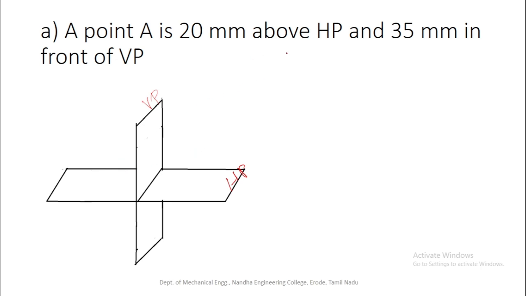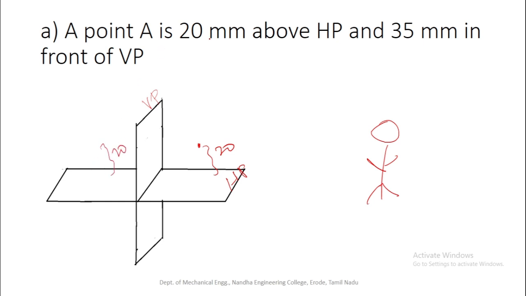Next one is the point A is 35 mm in front of VP. So the position of the point with respect to VP is always related with respect to the observer. So to draw the front view, always the position of the observer is here only. So here 35 mm in front of VP is definitely the object is in the first quadrant only. So already the point A is 20 mm above HP, so from here it is 20 mm, or it may be at here 20 mm.